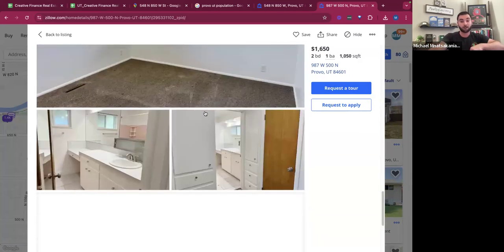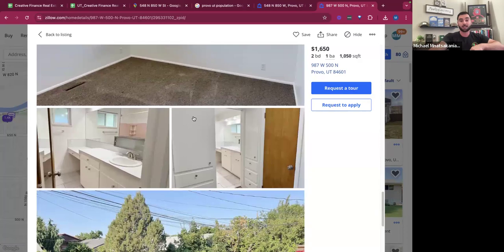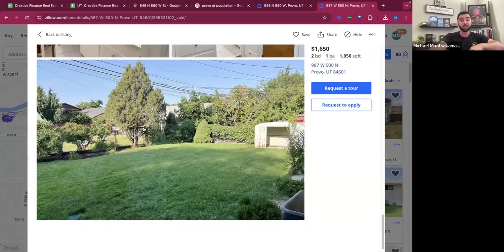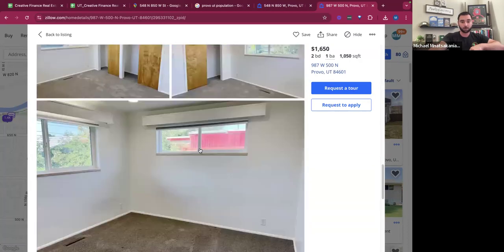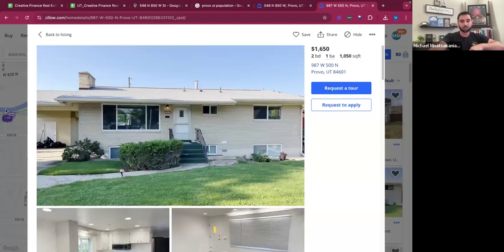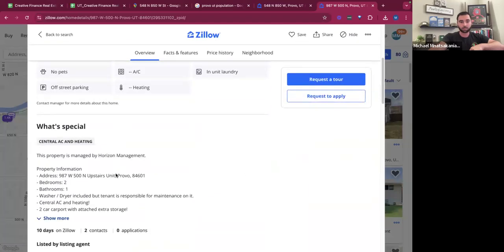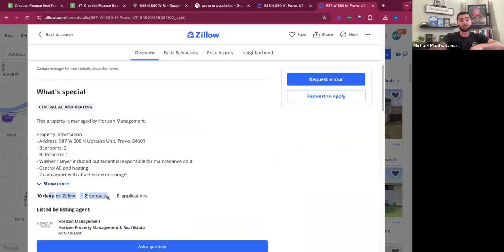This one's got a washer dryer. It's like the highest end. It's a larger property, 1050, 1650. Nice yard compared to the property. All right, so it's a very nice one. Let's see what information is provided. So this is 10 days to contacts.